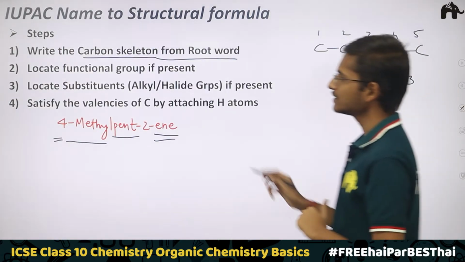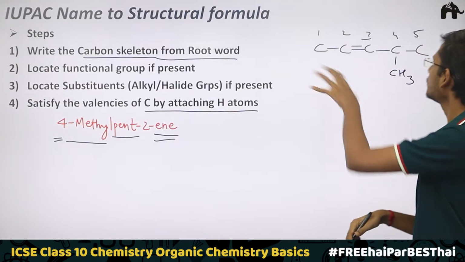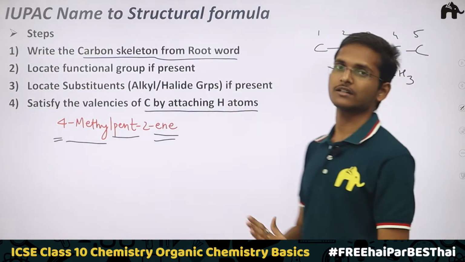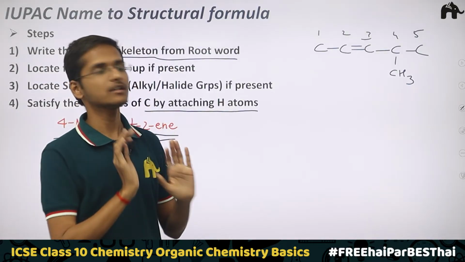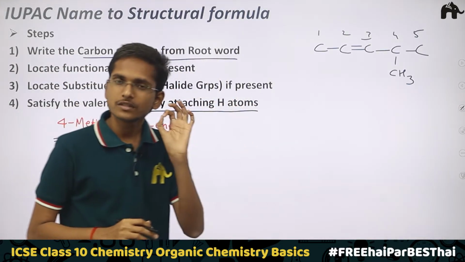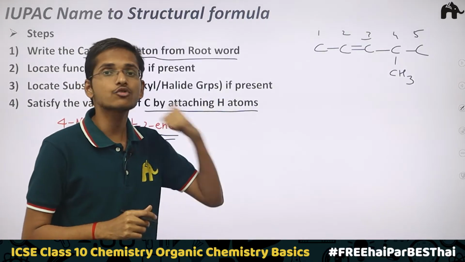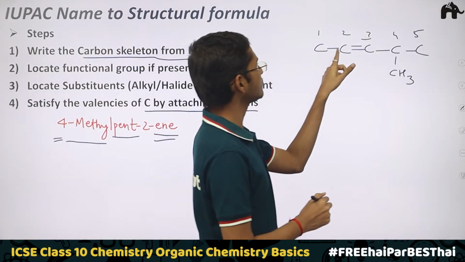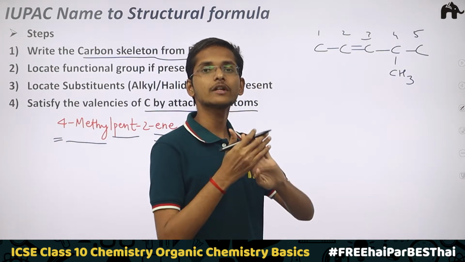Now the last step is to satisfy the valencies of the carbon by attaching hydrogen atoms. All these carbon atoms' valencies should be satisfied. We cannot keep them hungry like this. We need to satisfy their hunger, and we will do it by attaching hydrogen atoms to the carbon atoms. Here the carbon is only forming 1 covalent bond. We know the tetravalency of carbon: 4 covalent bonds should be there.